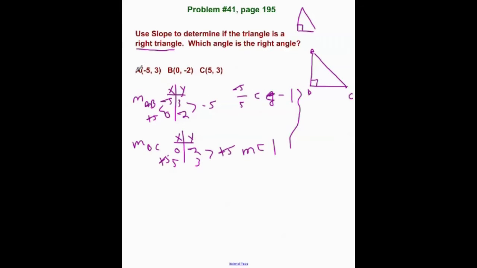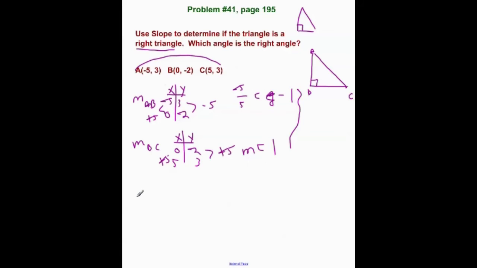Out of curiosity, I can find AC, but I'm going to find that it is going to be some other slope. Alrighty, so that's pretty much it. You just find your slopes, you look for a perpendicular, and once you find perpendicular, you're good. If you don't find perpendicular, it's not a right triangle.